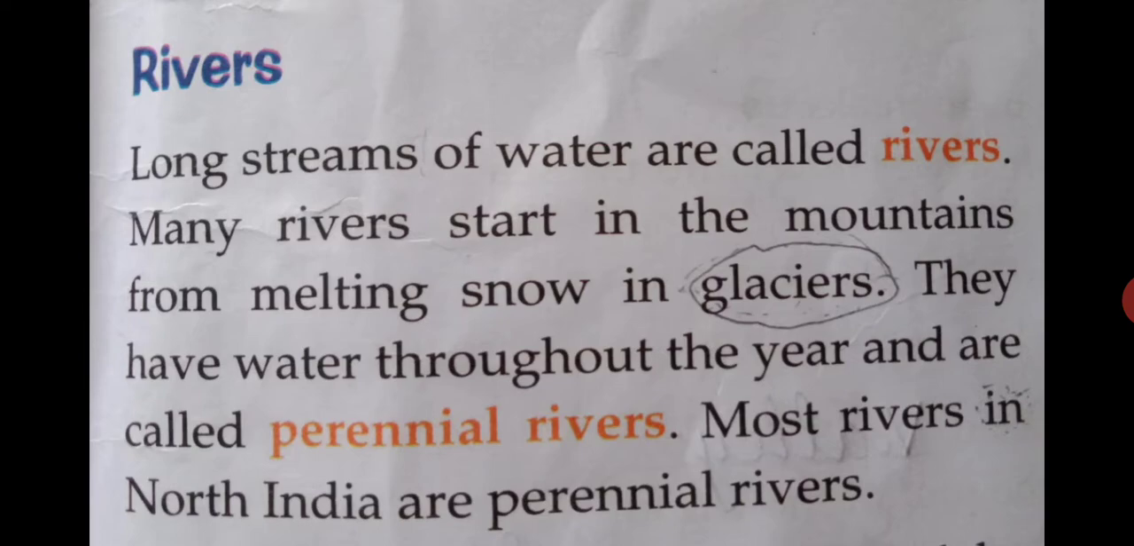What are perennial rivers? Perennial rivers are the rivers which exist throughout a year and do not dry up. Mostly they originate from the mountains and water is fed by melting of glaciers. Most rivers in North India are perennial rivers. In South India, rivers are formed by rainwater. They do not have water throughout the year.